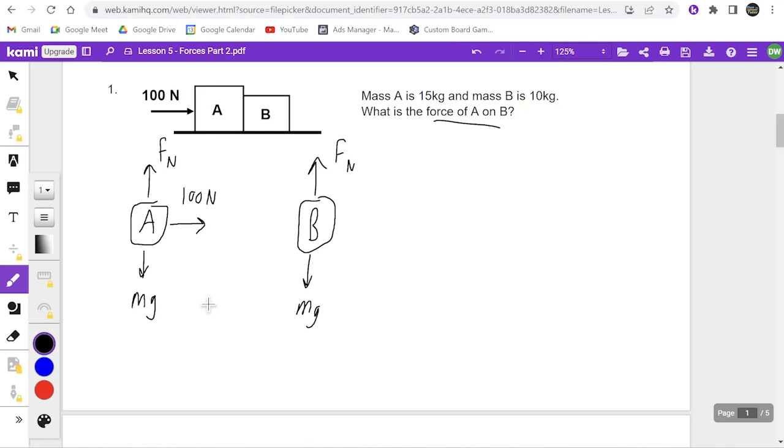So what does point to the right on box B? The answer is the force of A on B, which I can call that. And that's also the answer to my question, so that's what I'm solving for.